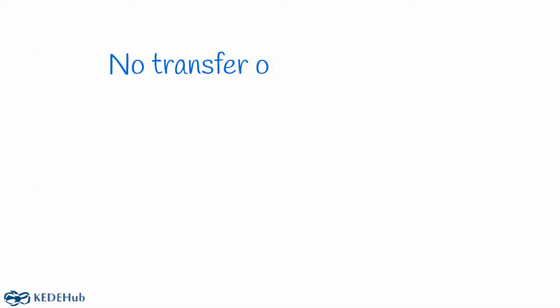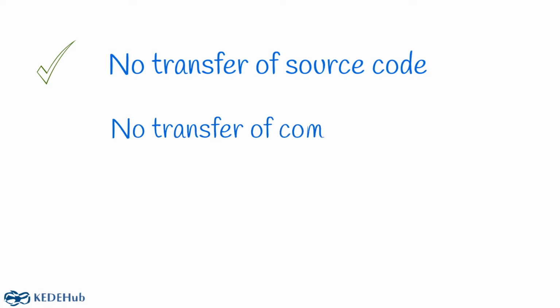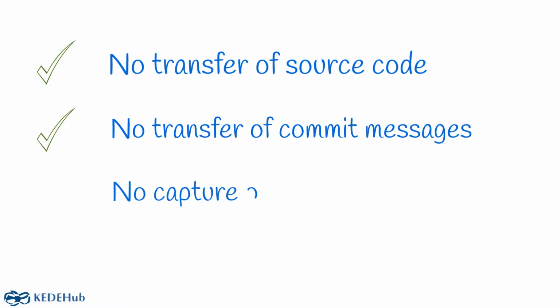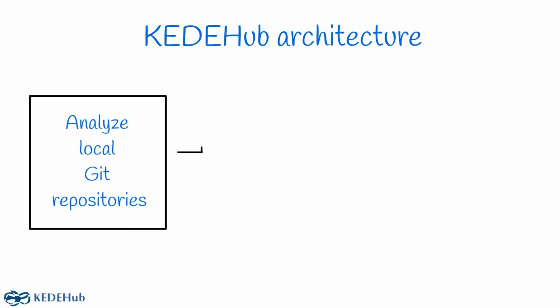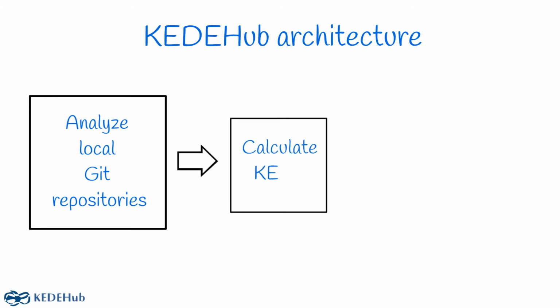KEDEHub guarantees there will be no transfer of source code into KEDEHub database from the Git repositories that are analyzed. No transfer of commit messages into KEDEHub database from the Git repositories that are analyzed. No analysis of the source code to capture your intellectual property. No analysis of the commit messages. KEDE calculation is the heart of KEDEHub. It is based on the one and only scientific method for measuring capability of software development organizations. The technology is patented.